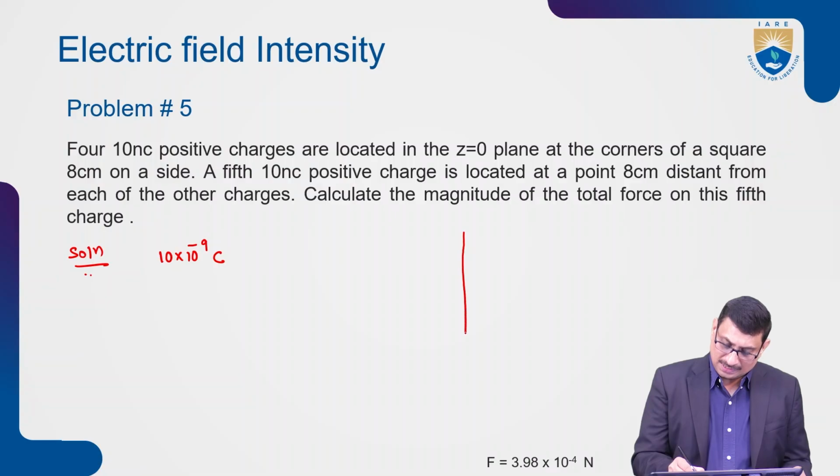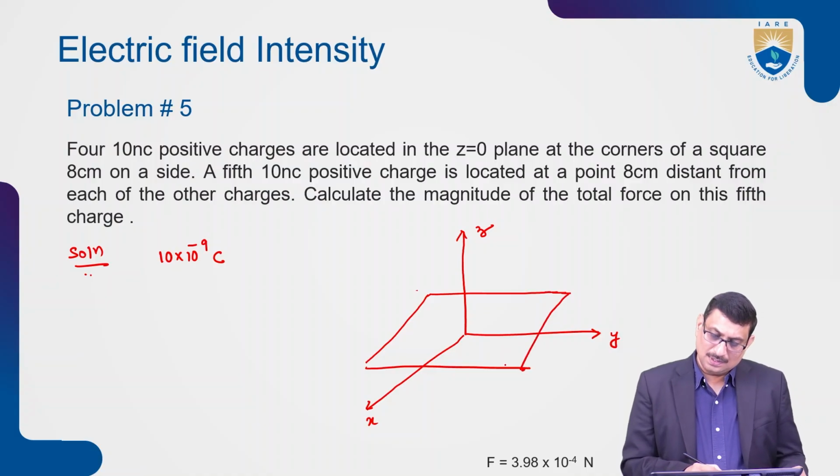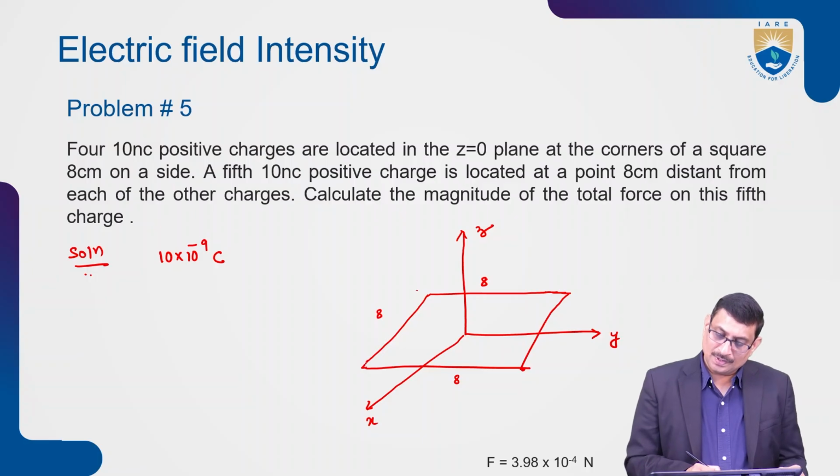Let me take it in a rectangular coordinate system. This is the x-axis, y-axis, z-axis. So in the xy plane, I will take the charges kept at 8 centimeters on each side. This is 8 centimeters, 8 centimeters, 8 centimeters like this.